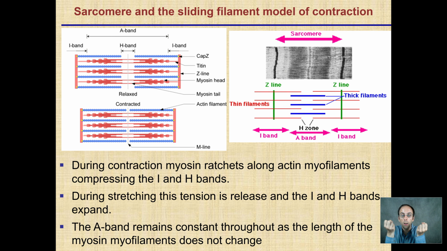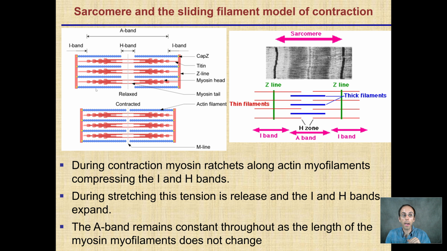During the contraction of muscles, the myosin retracts along the actin myofilaments, compressing the I and the H bands together. During the stretching, this tension is released and the I and H bands expand. The A band remains consistent throughout the length of the myosin myofilaments, and does not change. It's like the length of my arms and hands don't change, but they're simply sliding. They're simply reducing the distance between the ends there. This is the contraction that's occurring.